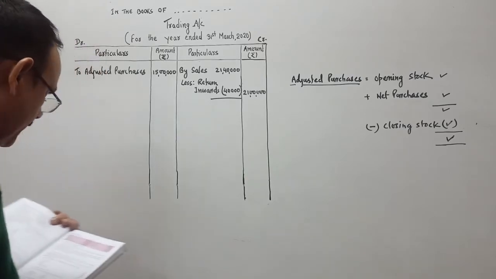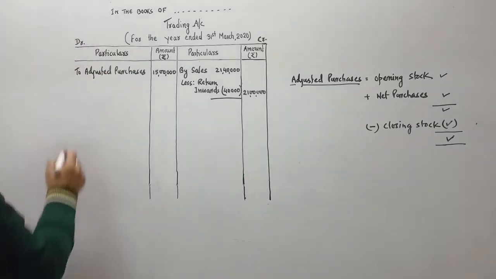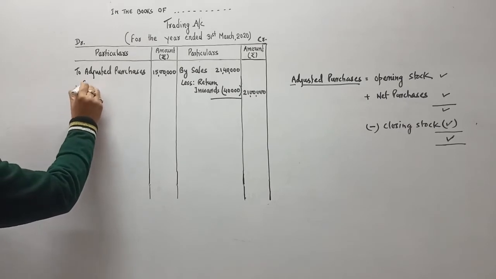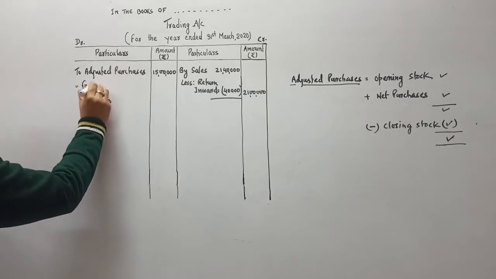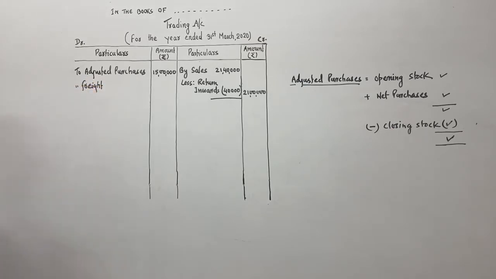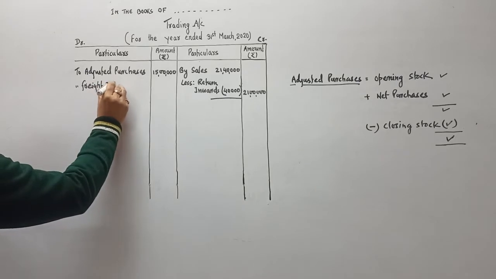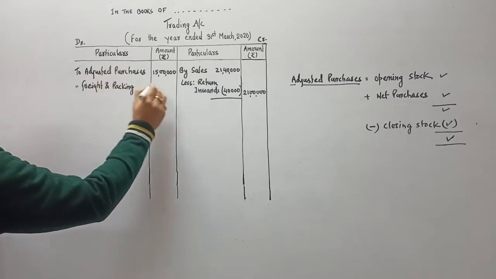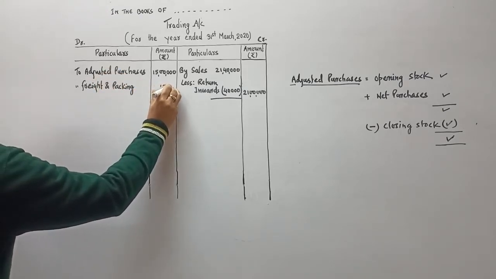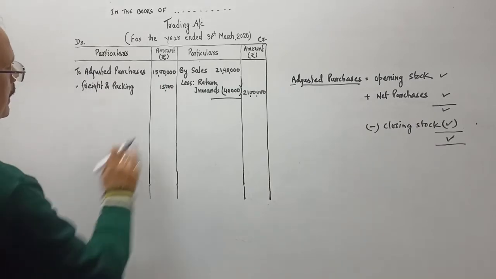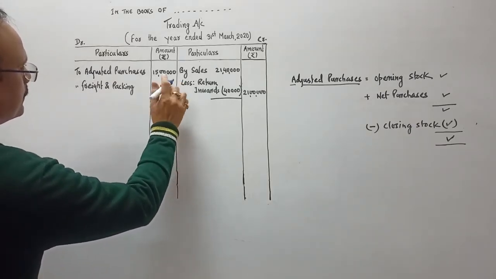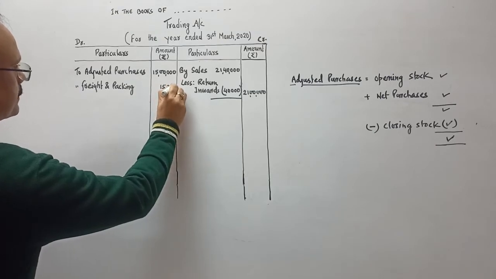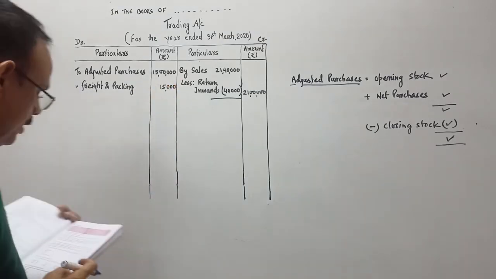Thereafter, freight and packing. So we have to write it. Freight and packing is a direct expense. It's a direct expense. This is done at the time of purchase of goods. Freight and packing is 15,000. Next item is packing on sales.